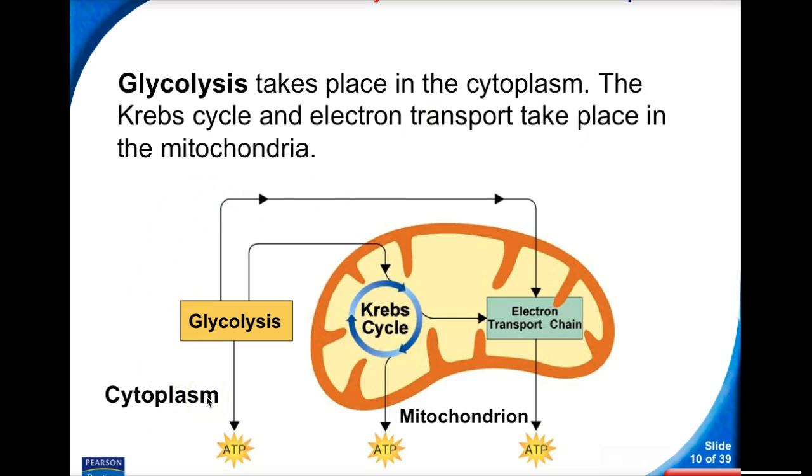Glycolysis does take place in the cytoplasm, and the Krebs cycle and electron transport chain take place in the mitochondria. So glycolysis occurs whether oxygen will be available or not. If oxygen is available after glycolysis, then the process will continue inside the mitochondria where we have the Krebs cycle and the electron transport chain. This is true aerobic respiration.